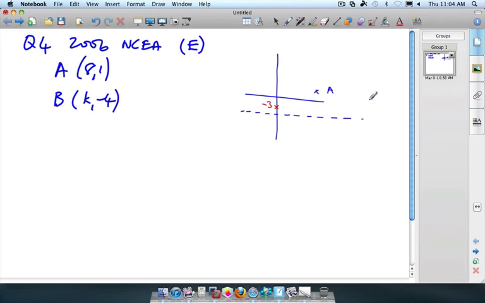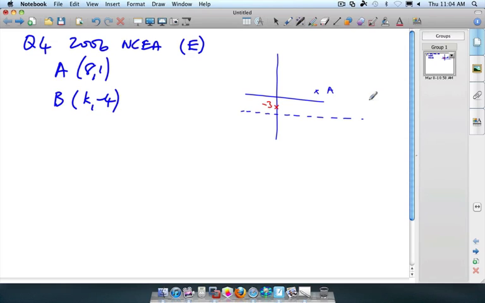Okay, so that's our situation. Our task is to find the two values of k. One of them is going to be probably 9 or 10, somewhere out there. And one of them is going to be negative, yeah, it's negative something bigger than 5 or 6. So how do we work this out?